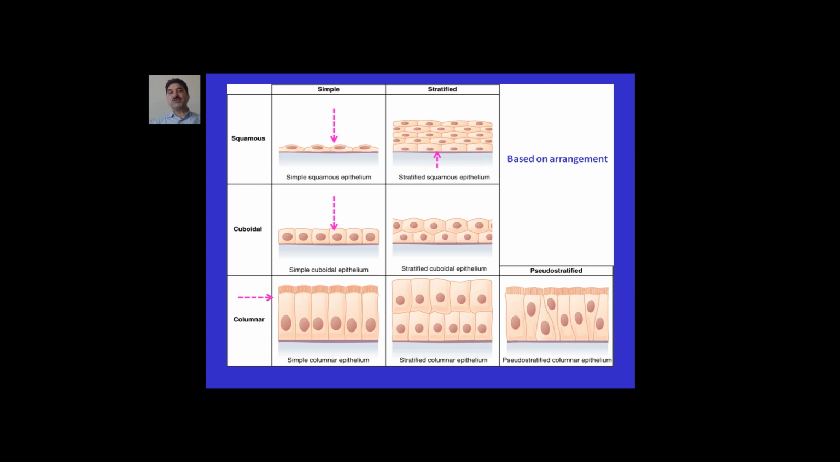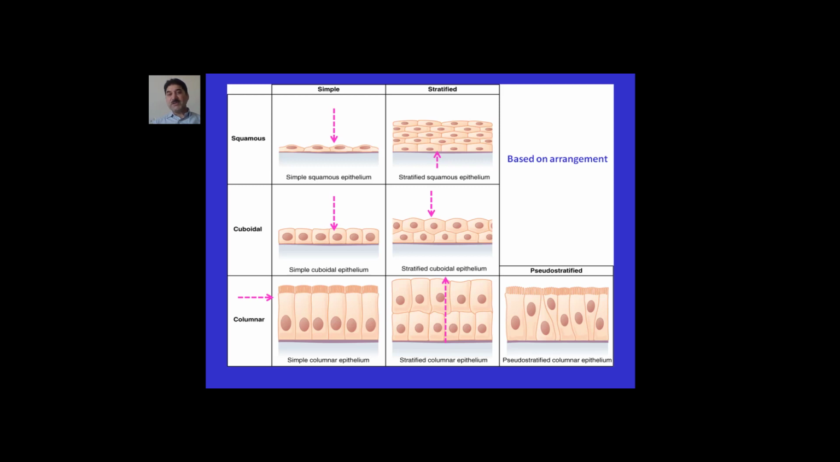Now, depending on the topmost layer, we name this stratified epithelium as stratified squamous epithelium, because in this case the topmost layer is squamous in shape. Stratified cuboidal is multi-layered cuboidal epithelium, where cuboidal epithelium is present on the topmost layer. Stratified columnar epithelium is multi-layered columnar epithelium, but topmost layers are also columnar in shape.